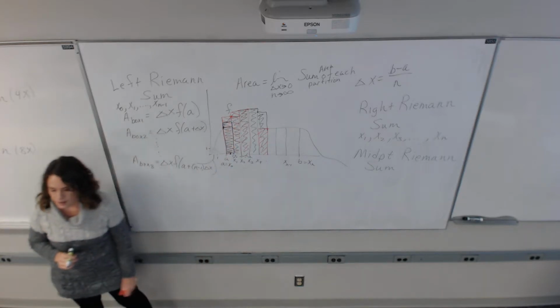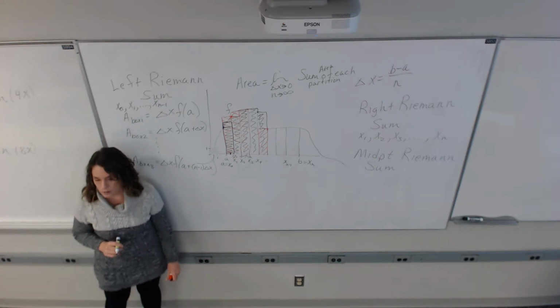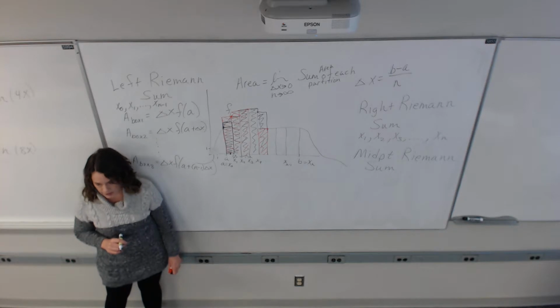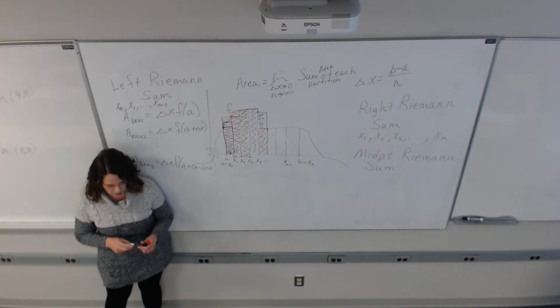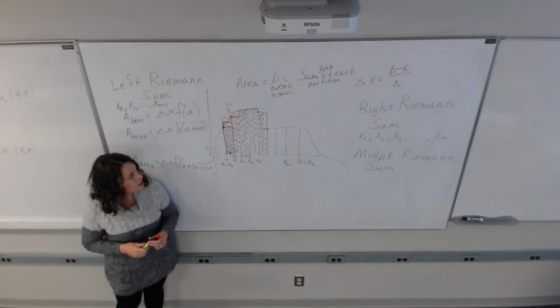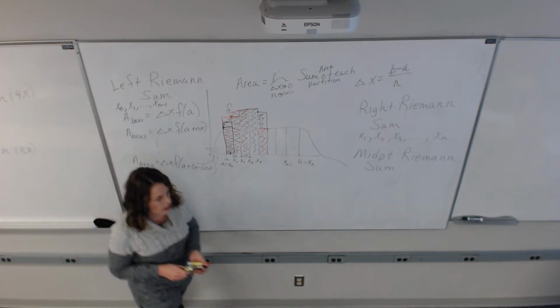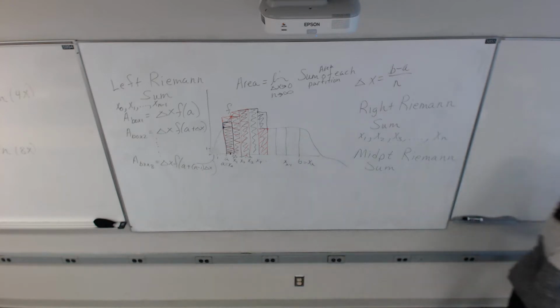Does everybody see that? The midpoint Riemann sum is in general a better approximation than the left or the right, typically, right? That's not true for all functions, but on average it's true. It's not necessarily true for any specific function, but in general, the midpoint's a better one, right? Now, in order to do a midpoint, we need to figure out how we can calculate those midpoints. So how would you write down how to find that point?